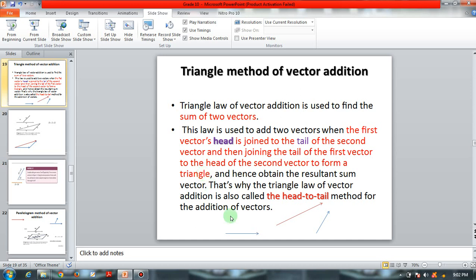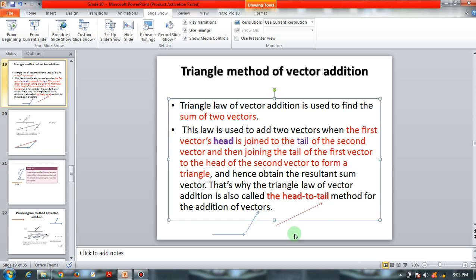Let me show you with an example. Let's say this is vector A, which is the first vector. This vector has an initial point, which is the tail, and a final point, which is called the head. The head of this vector can be joined to the tail of the second vector. So the tail of the second vector will join to the head of the first vector.